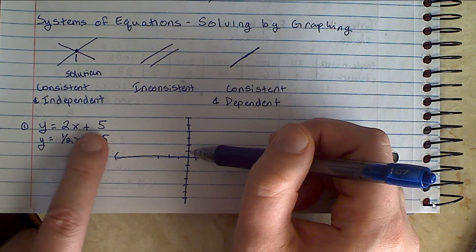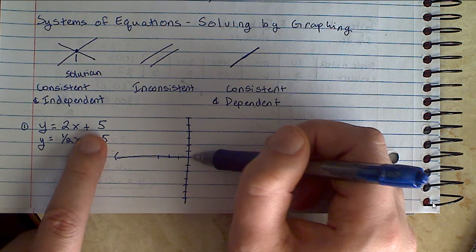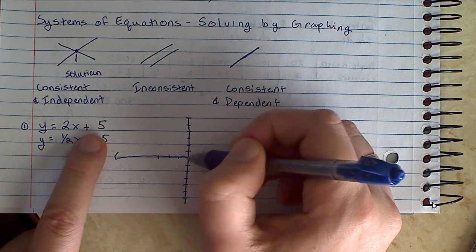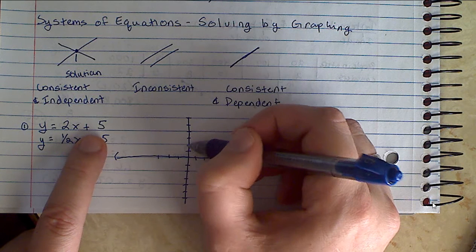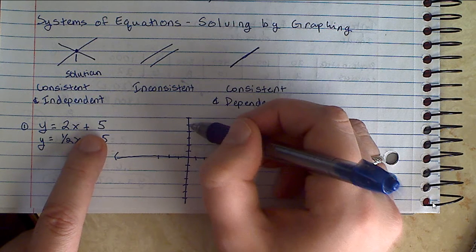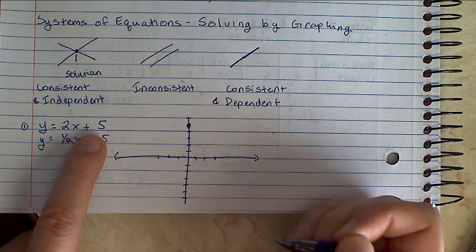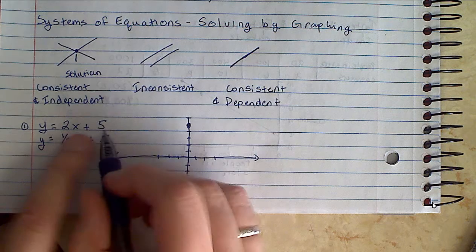It's plus 5, so does that mean I go up 5 or down 5 on the y-axis? I'm going to count up 5 on the y-axis: 1, 2, 3, 4, 5. And that's where I'm going to make my first dot. Next, I'm going to look at what the slope of this line is.